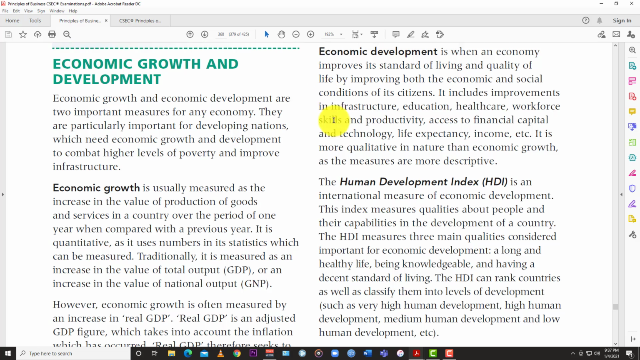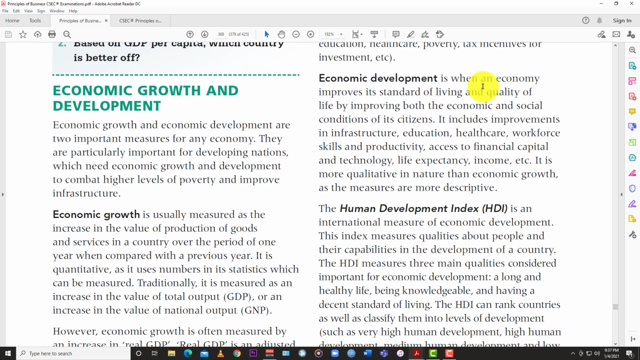Then the second one asks for economic development. And so the definition here: economic development is when an economy improves its standard of living and quality of life by improving both the economic and social conditions of its citizens. So again, economic development is when an economy improves its standard of living and quality of life by improving both the economic and social conditions of its citizens.